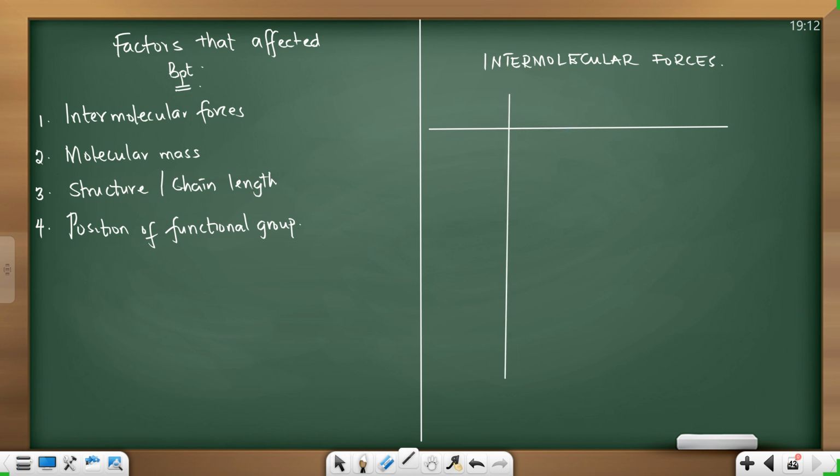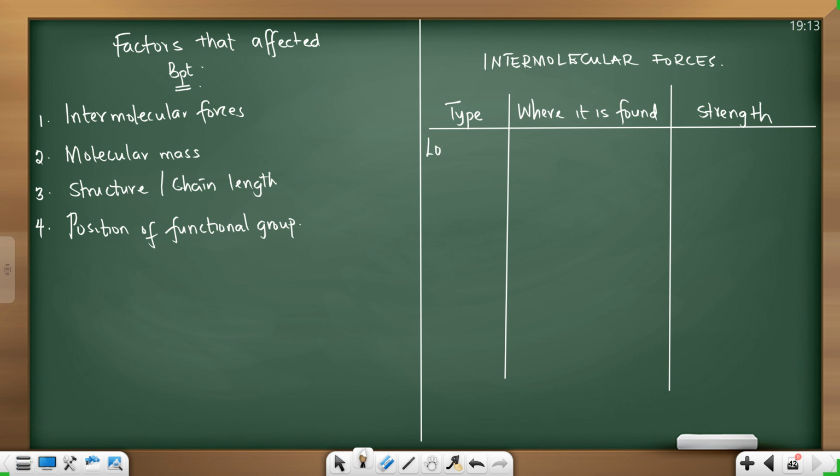Type, where it is found, and then the strength. That would make it very easy. Type of intermolecular force, where it is found, and the strength.